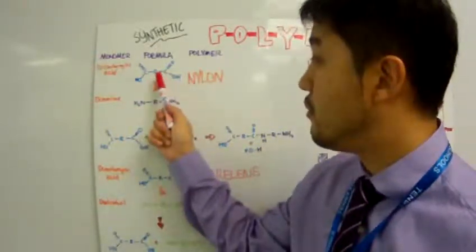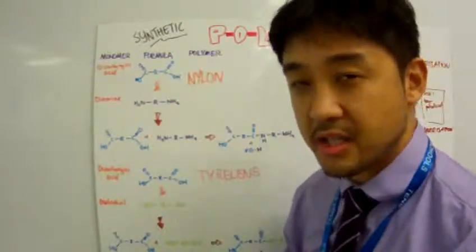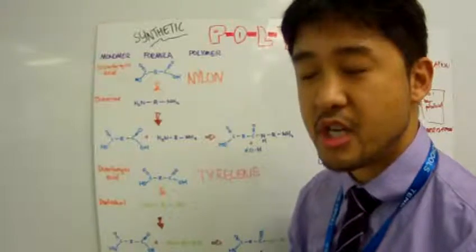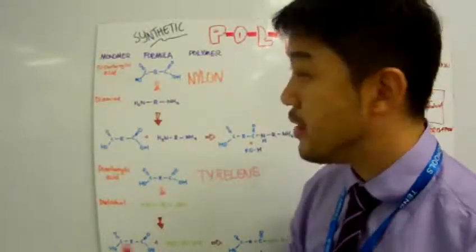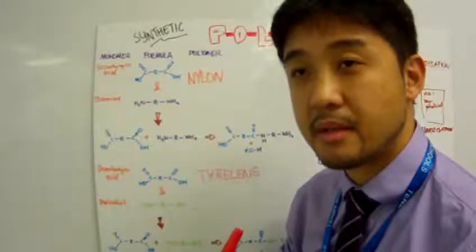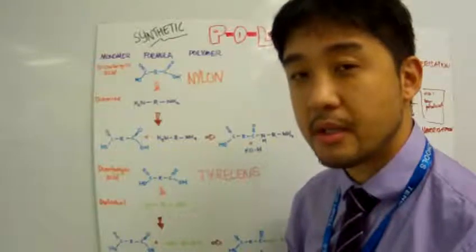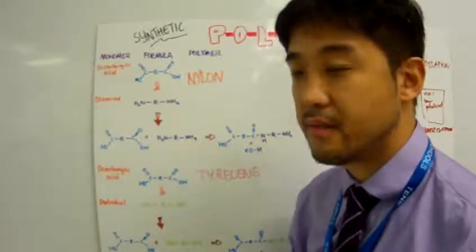Now, in the middle region, I wrote an R. The R could be anything. It could be a long hydrocarbon chain or a short one. It does not matter. And the two R's don't have to be the same structure or same formula. It could be anything. So what happens when we put them together?